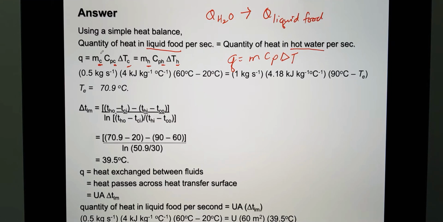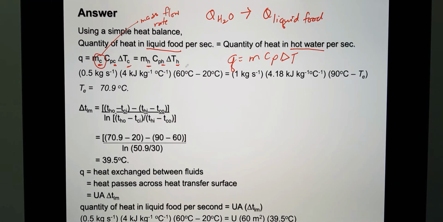Alright, so mC is the mass flow rate for the liquid food that has been given in the problem statement. It is 0.5 kilogram per second, times the Cp, which has been given as well for the liquid food, 4 kilojoule per kilogram degree Celsius.